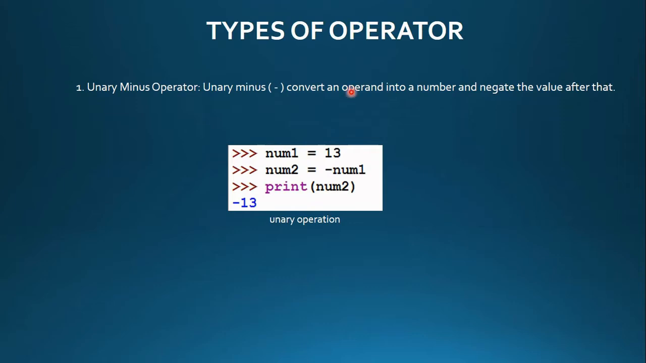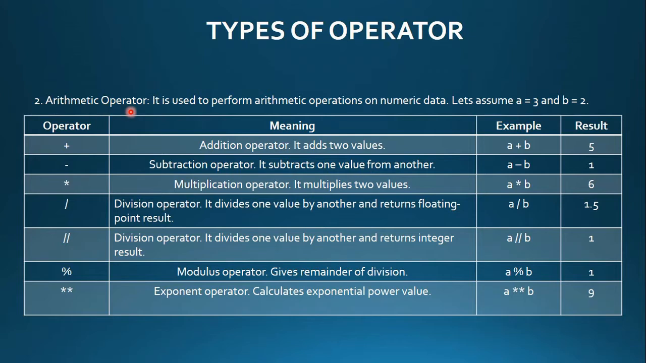Now let's see what types of operators Python offers. The first one is the unary minus operator. I have discussed it in the previous slide. Unary minus operator converts an operand into a number and negates the value after that. That means here num1 will be replaced by 13, and because of this minus operator, the sign of 13 will be negated. That is why num2 will be initialized with minus 13.